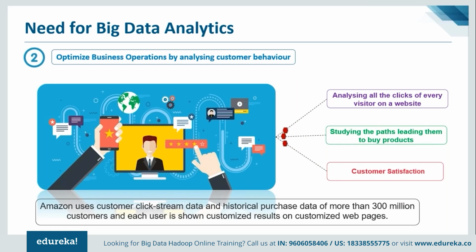So after analyzing all these clicks of every visitor on their website, they're able to better understand their site navigation behavior, the paths that people are taking to buy their products and services, what else a customer looked at while buying that product, and also the paths that led a customer to leave their page. So this information basically helps Amazon to improve their customer experience and hence expand their customer base. So guys, let's see what the third reason is now.